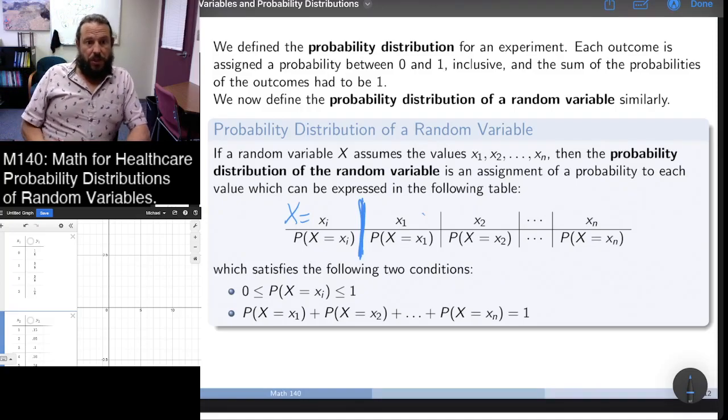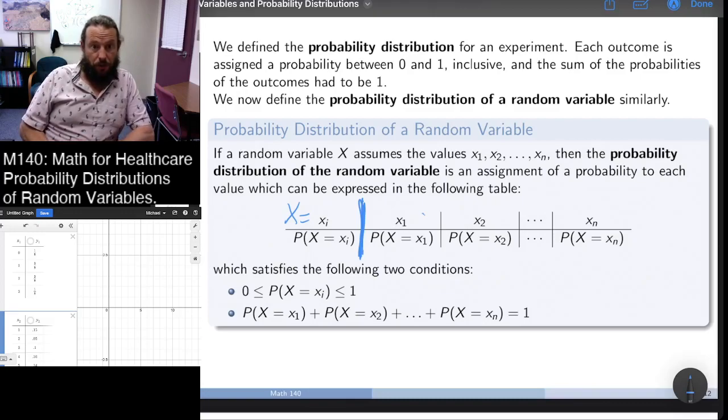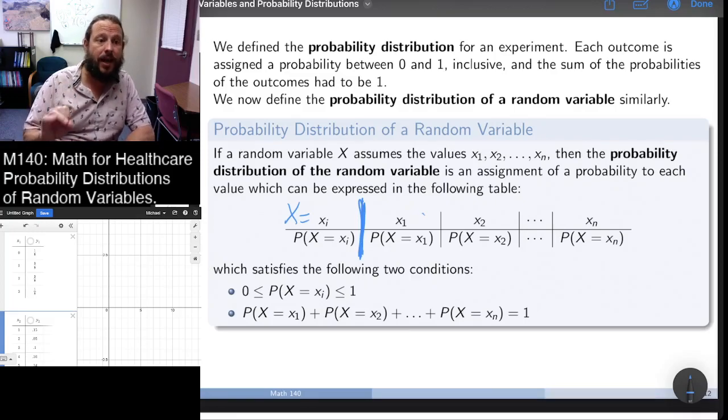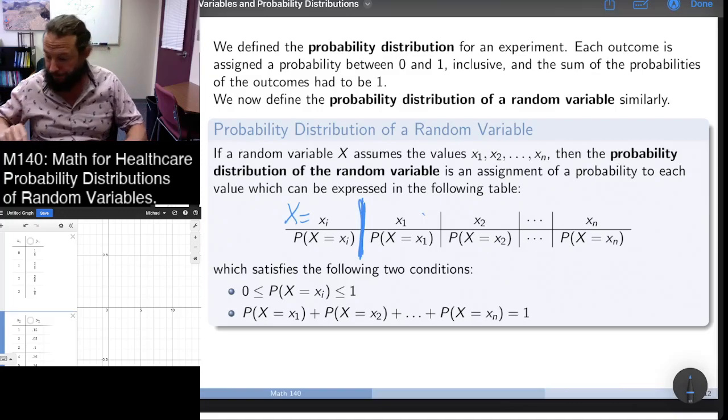And of course, like we said, it satisfies the following two conditions. All probabilities have to be between 0 and 1 inclusive, and when I sum them up, they have to be exactly 1, not close, exactly 1. This is part of being a probability distribution.